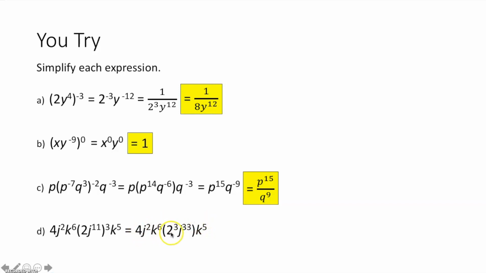And then 4 times 2 to the 3rd, what's 2 to the 3rd? Well, we've done that a couple times, that's 8. So 8 times 4 actually gives you 32, and you're done.